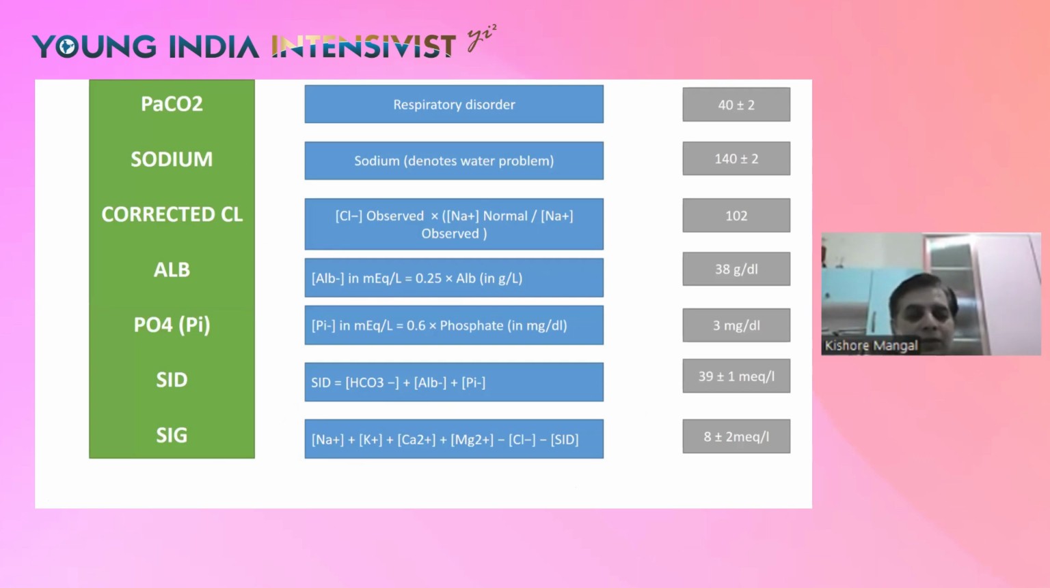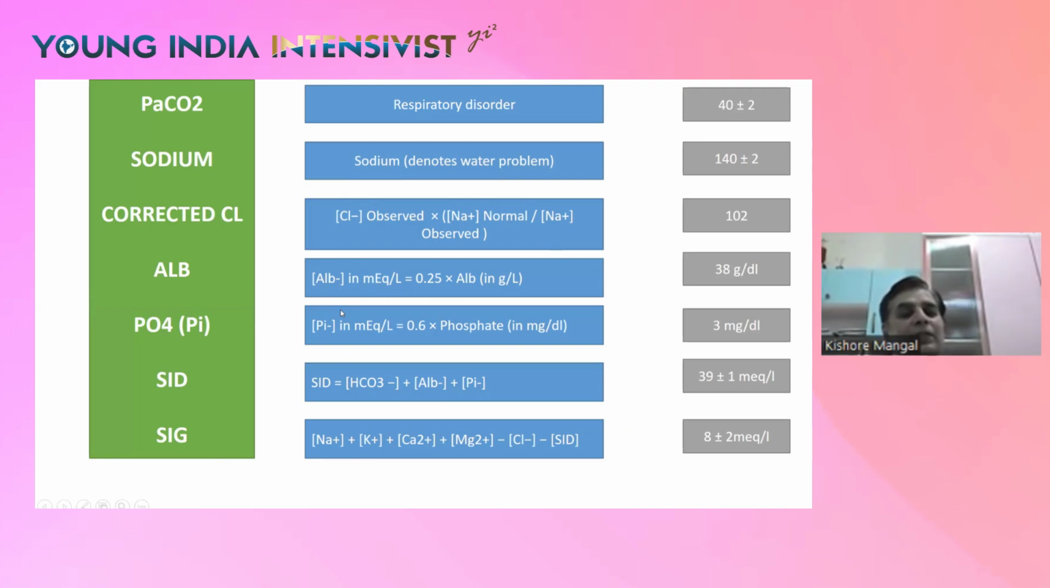Right. So these are all the calculations. Again, to summarize: step 1 is to see PCO2. PCO2 will give us an idea about the respiratory disorder. The normal level is 40 plus or minus 2. Step 2 is to see the sodium. Sodium will denote the water problem. The normal level is 140 plus or minus 2.